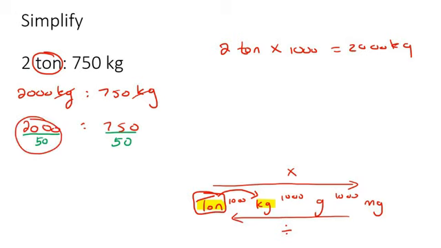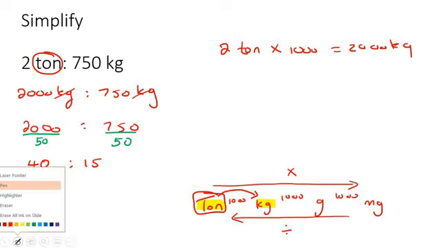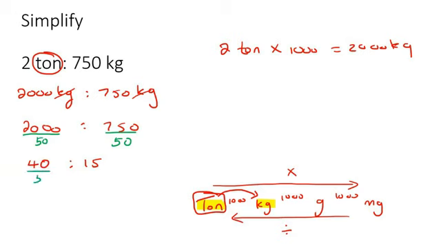So the number 50 can go into 2,000 40 times. And the number 50 can go into 750 15 times. And you can use a calculator for that. Now we can go further. So the number 5 can go into both of those. And so that's going to give us 8 and then 3. And then there is no number that can go into both of those. And so there's your answer.